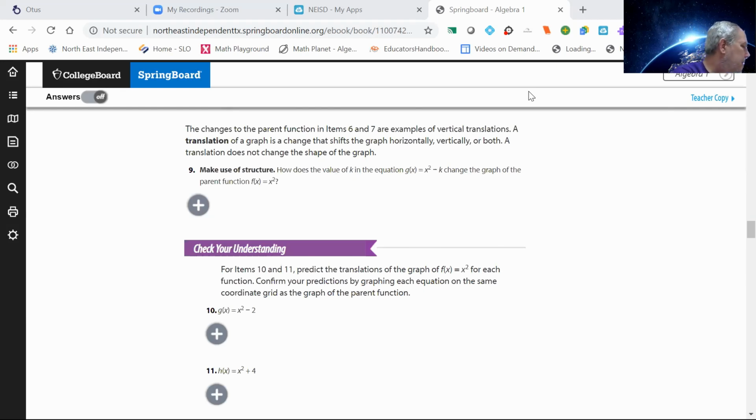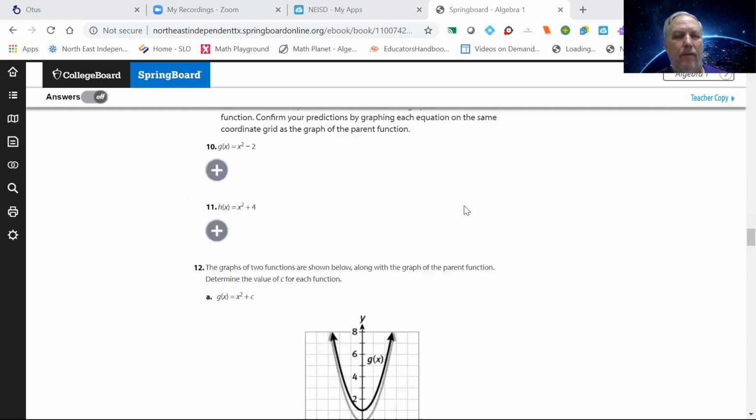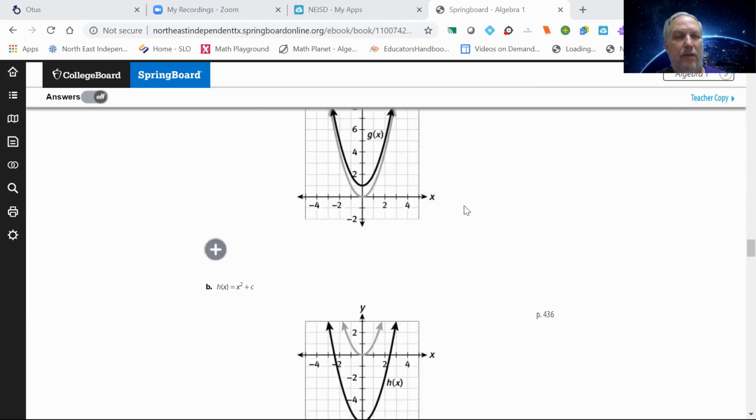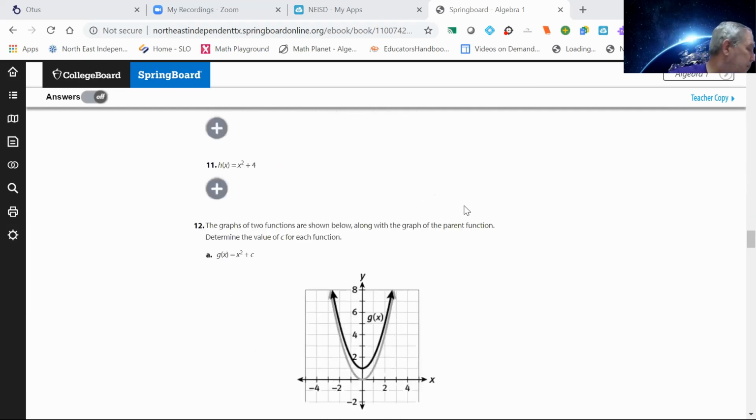All right, so the rest of the lesson, or the next part of the lesson, is check your understanding. And I'm going to skip that. I'm going to let you guys do that on your own. We will move on to the next part of the lesson. So don't forget to go back and check your understanding and make sure you understand what's going on here.